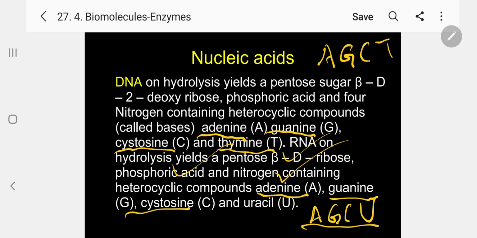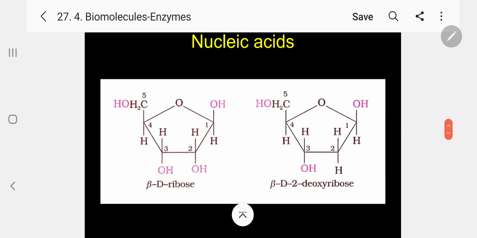If you want to memorize, my dear students, please remember DT. D means thymine, DT. Then correspondingly, R means RU. So DT you remember, and automatically you can easily memorize the other things. DNA has adenine, guanine, cytosine and thymine, whereas RNA has beta-D-ribose, phosphoric acid and adenine, guanine, cytosine and uracil.